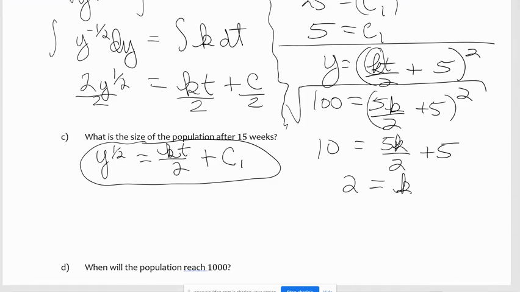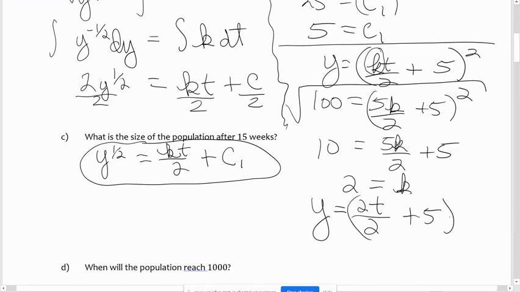All right, so our equation then from up above would be y is equal to k, which we just found out to be 2, t over 2 plus 5 quantity squared. Then we cancel those 2's. So it's just y equals t plus 5 quantity squared. All right, so that's our answer to part B.